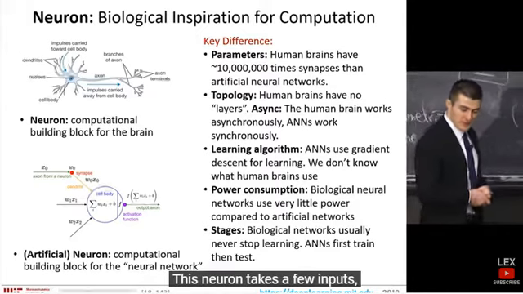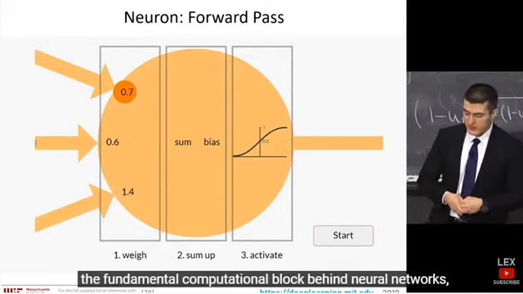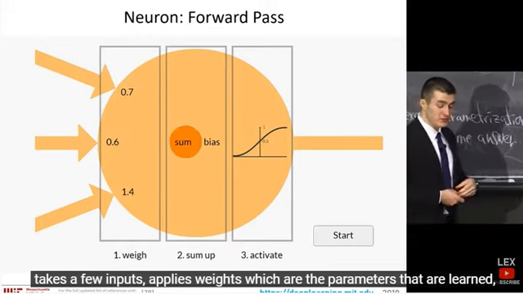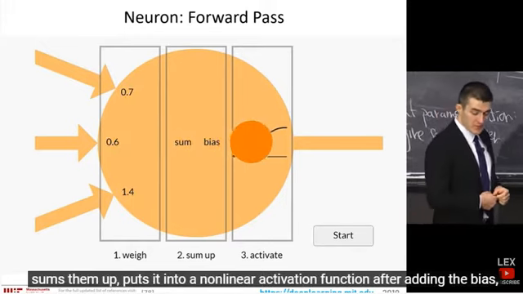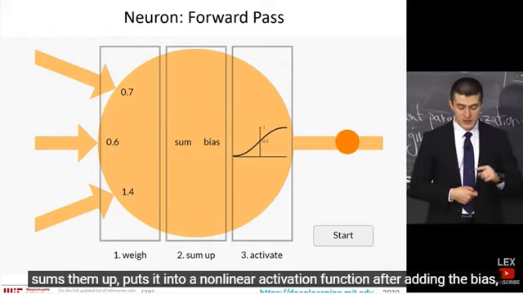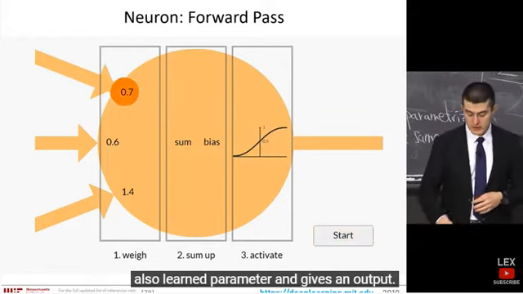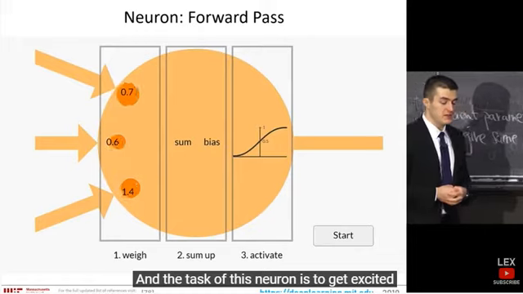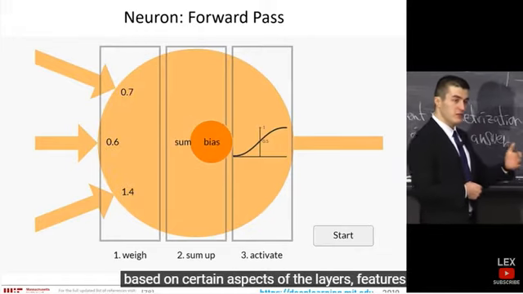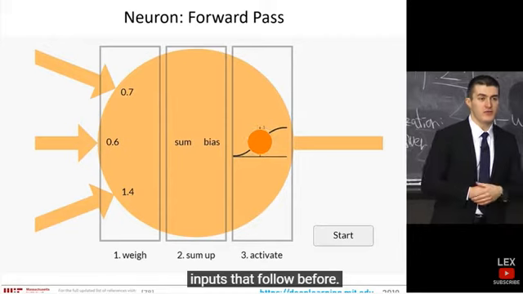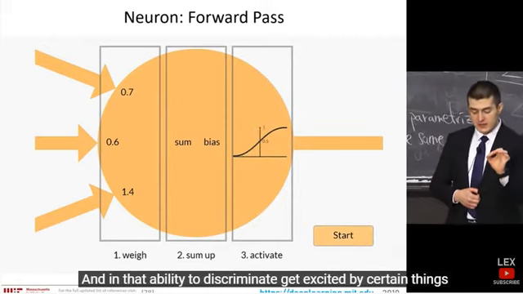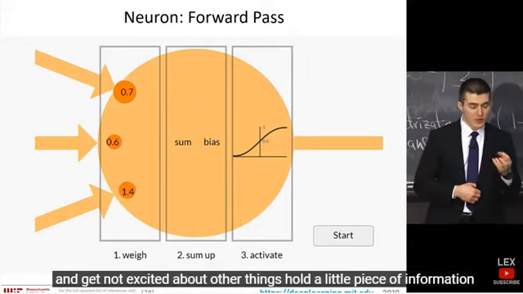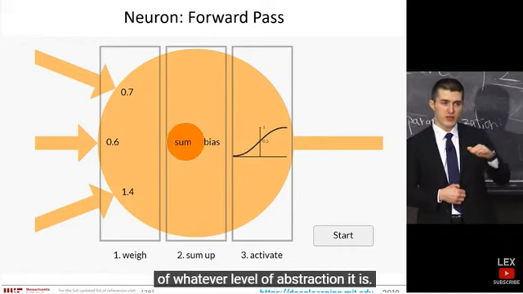This neuron is the fundamental computational block behind neural networks. It takes a few inputs, applies weights, which are the parameters that are learned, sums them up, puts it into a nonlinear activation function after adding the bias, also a learned parameter, and gives an output. And the task of this neuron is to get excited based on certain aspects of the layers, features, inputs that followed before. And in that ability to discriminate, get excited by certain things and get not excited by other things, hold a little piece of information of whatever level of abstraction it is.